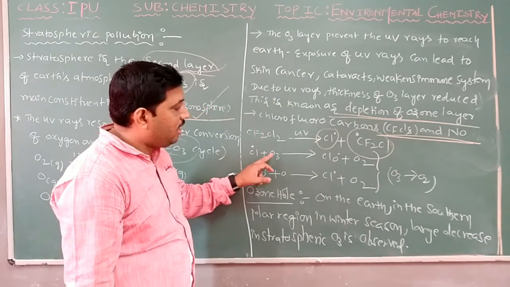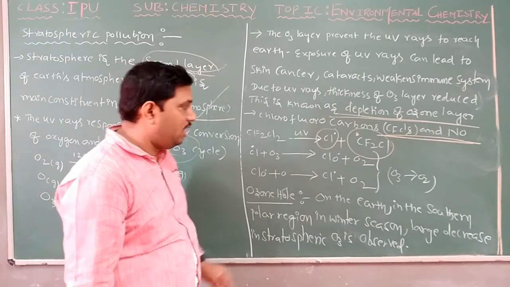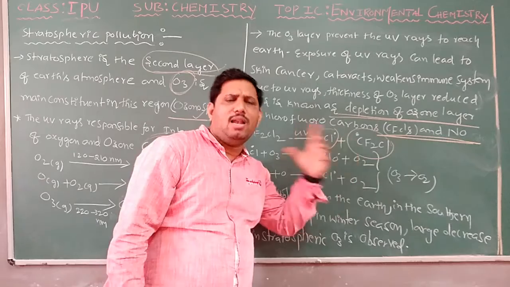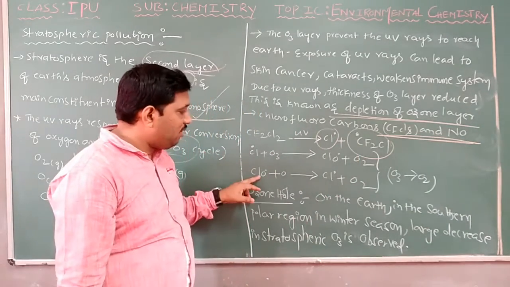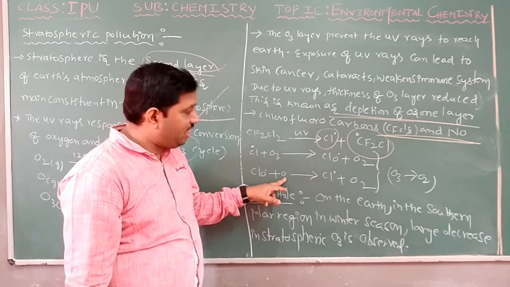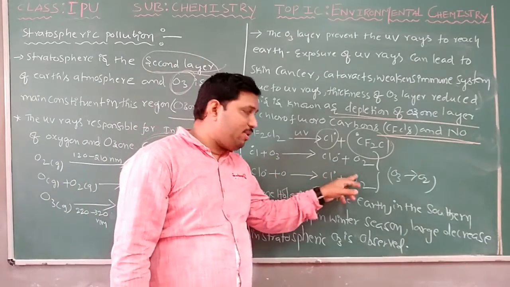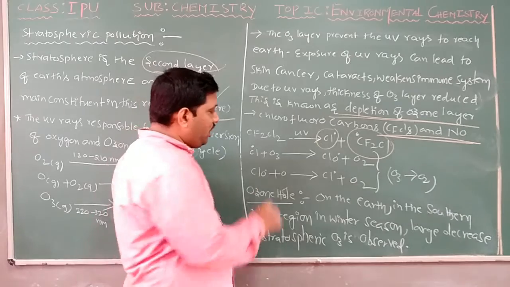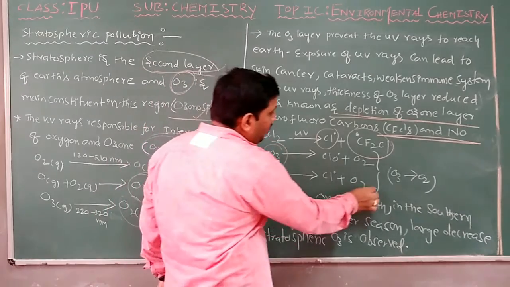The chlorine radical reacts with ozone, that is O3. It forms a ClO radical plus oxygen. The ClO radical reacts with an oxygen atom. It forms a chlorine radical plus an oxygen molecule. Here what happens, students? The ozone is converted to oxygen.